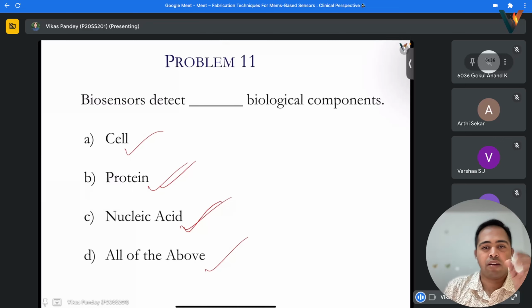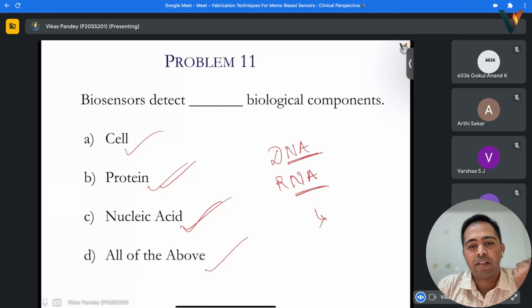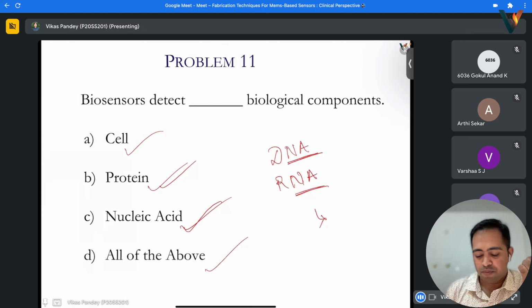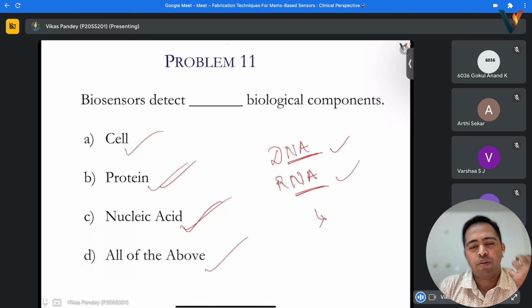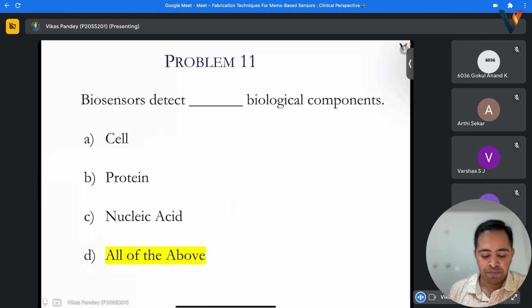This is something you should read. And remember, when we say DNA or RNA, here NA stands for nucleic acid: deoxyribonucleic acid and ribonucleic acid. Try to recall this so that it will be very easy for you to understand the subsequent weeks. Just know the terms, what they are. So the answer will be all of the above.